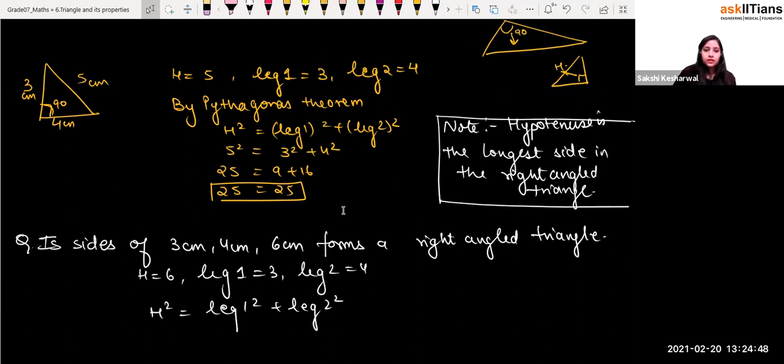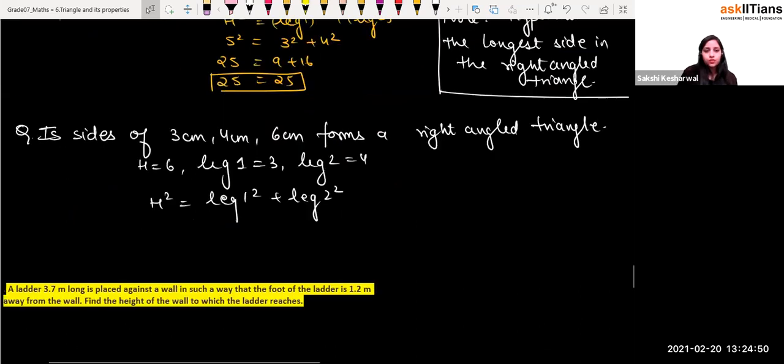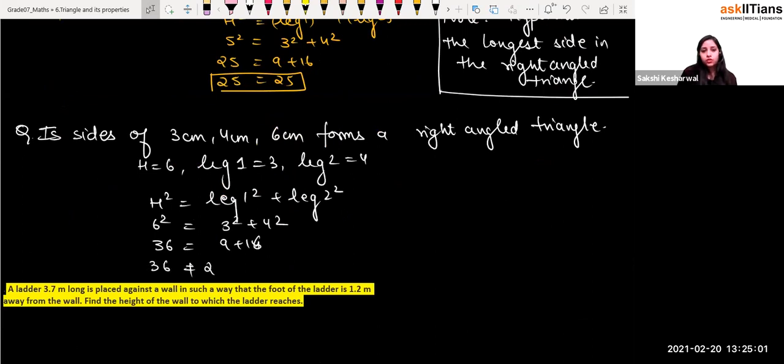Yes. So you see that this is equal to what, beta? 6 square is equal to what? Leg 1 square, that's 3 square plus 4 square, which is 9 plus 16, which is 25. So 36 is not equal to 25. So this is not a right angled triangle, right?